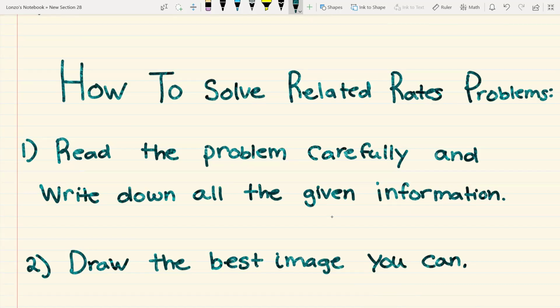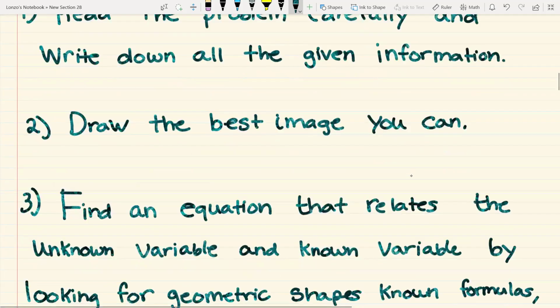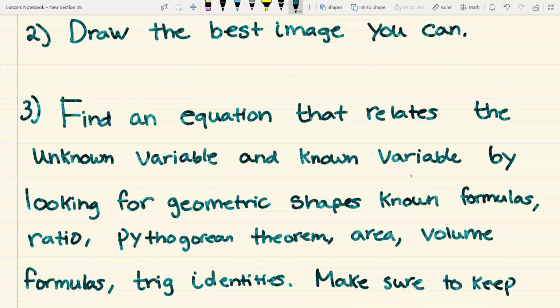Write down any formulas that might be related to your problem. Then what I would do is draw the best image you can. The more detailed the image, the better. Then step 3, find an equation that relates the unknown variable and known variable by looking for geometric shapes, known formulas, ratio, Pythagorean theorem, area, volume formulas, trig identities.